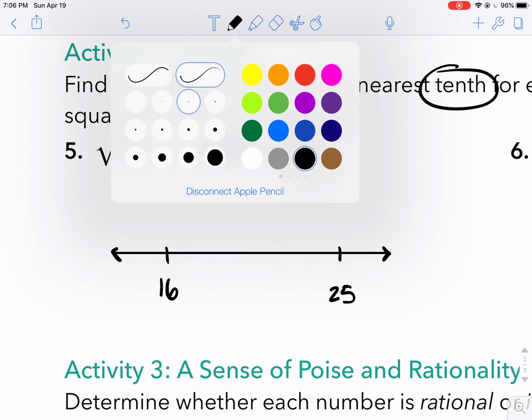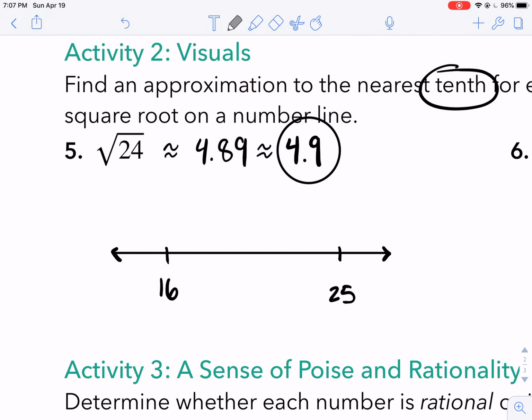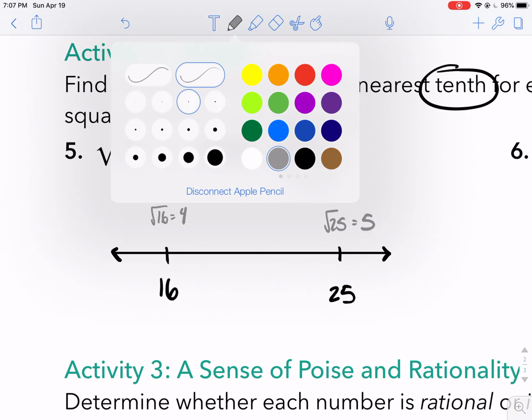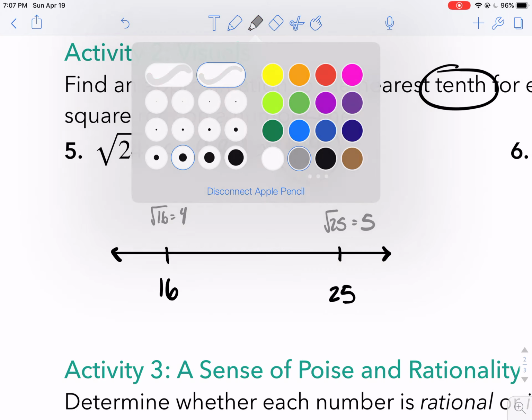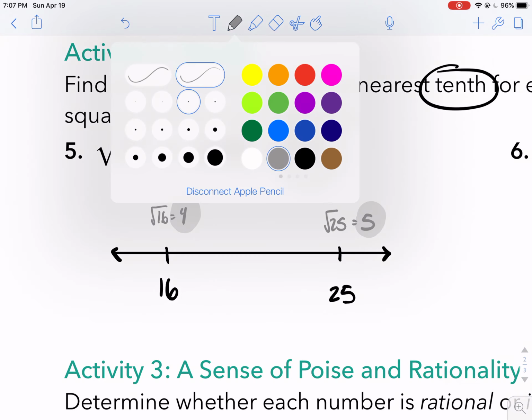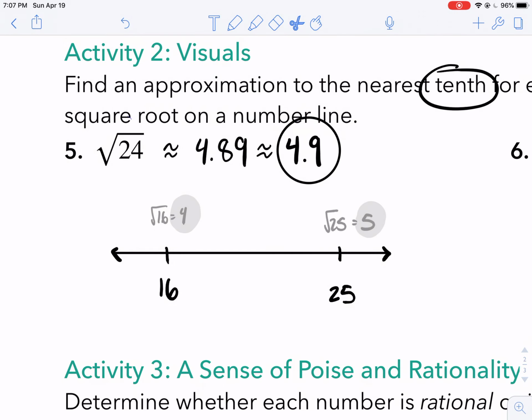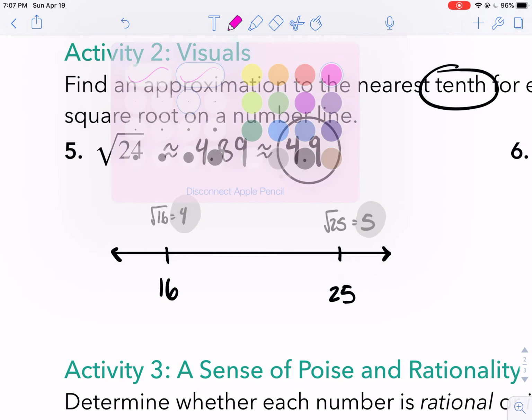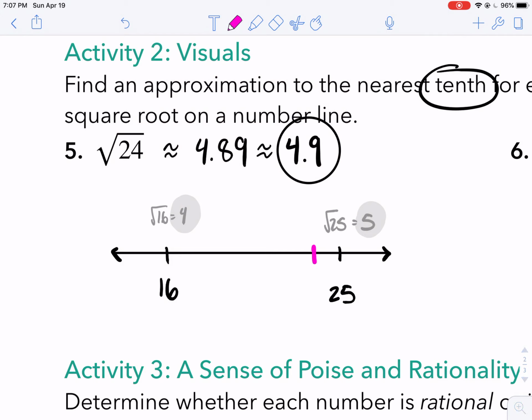Now 16 has a square root because the square root of 16 is 4, and the square root of 25 is 5. That's going to be super helpful later. We're going to want to keep these guys in mind. Now, if we want to put the square root of 24 on here, that's going to be closer to 25. So if we put that here, then we know the square root of 24 goes right here. And that would make sense because 4.9 is closer to 5 than it is to 4.